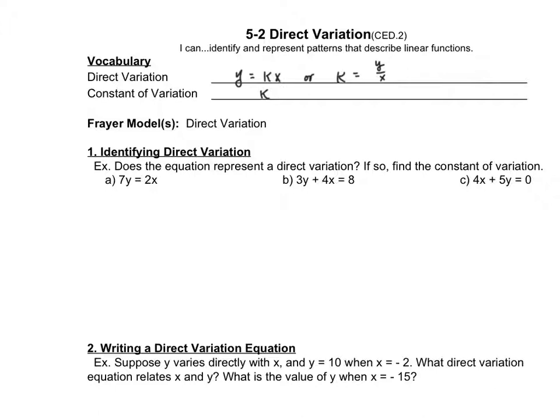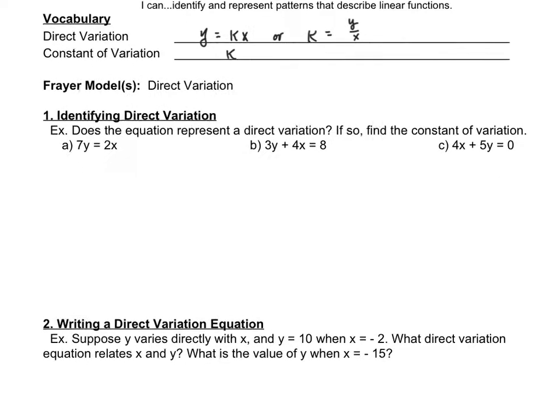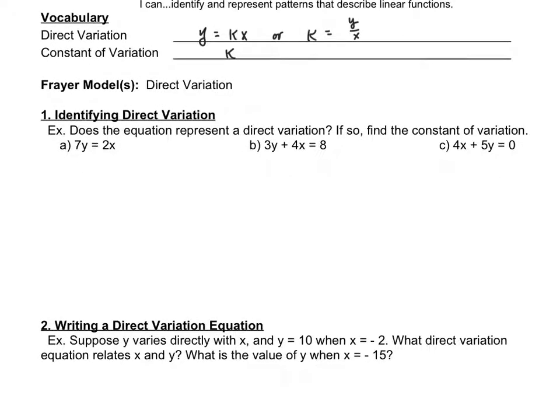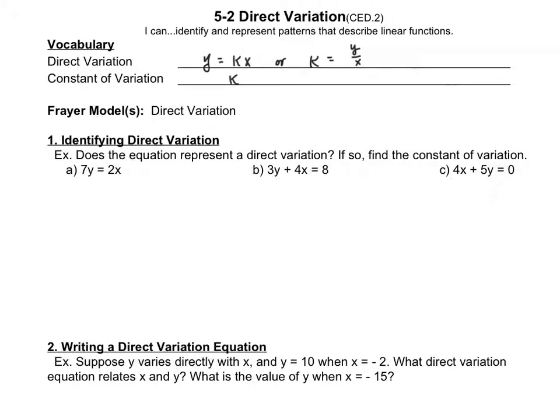So when we look at these first examples, they are asking us, does this equation represent a direct variation? If so, find the constant of variation. One thing we know is that it will pass through the origin, and right now what we can do is put it into the y equals form and find out what we have.